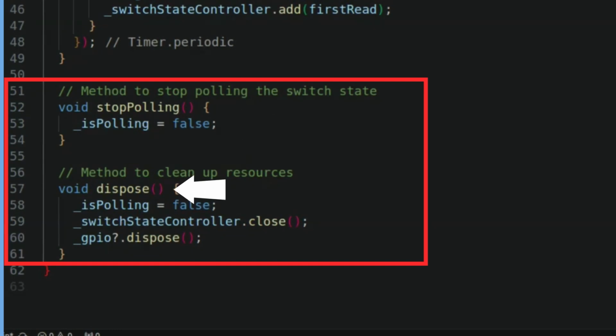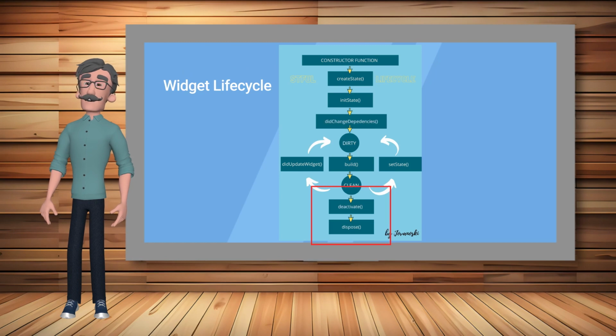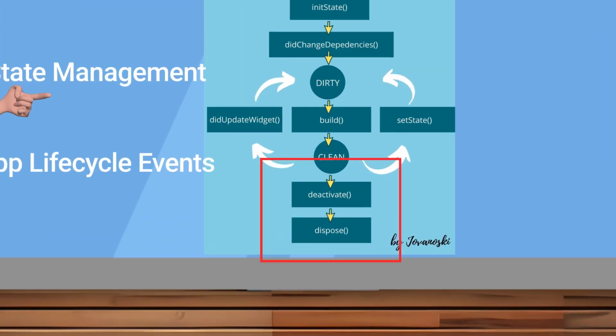The dispose method in the SwitchService class should be called when the service is no longer needed. This will clean up resources and prevent memory leaks. Dispose is usually managed within the widget lifecycle, state management solutions, or application lifecycle events.